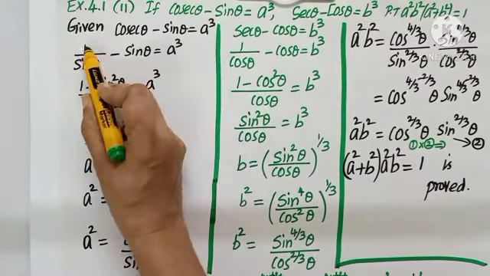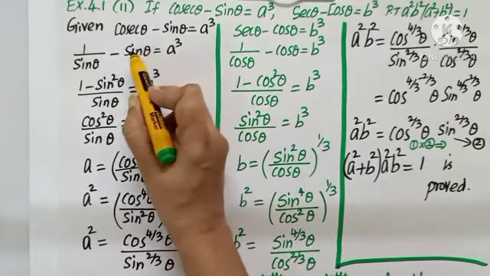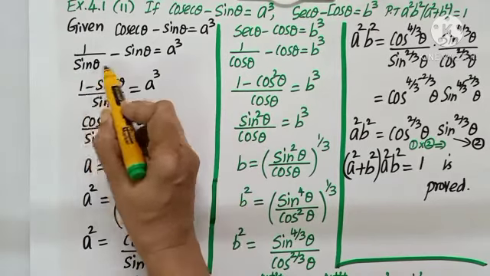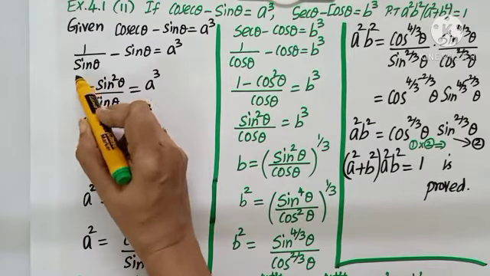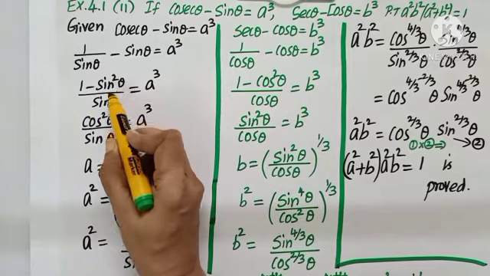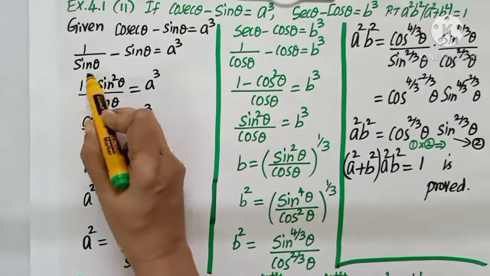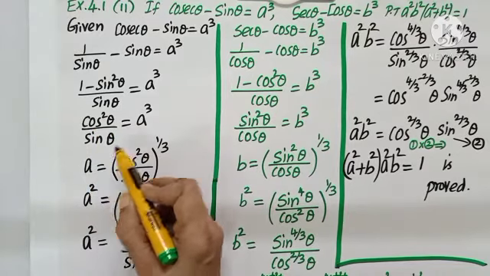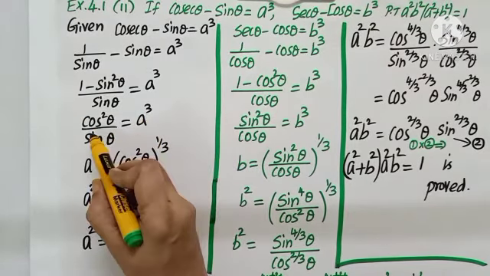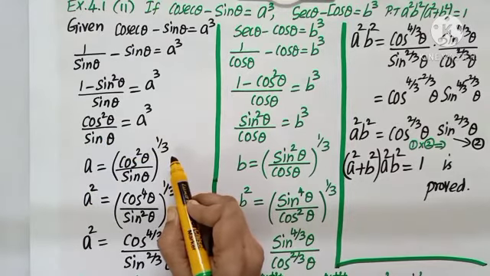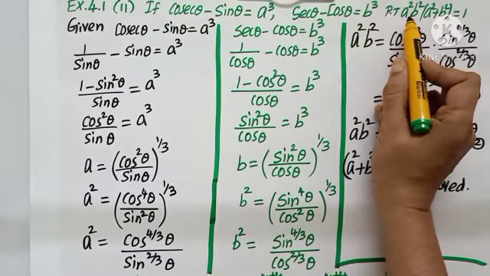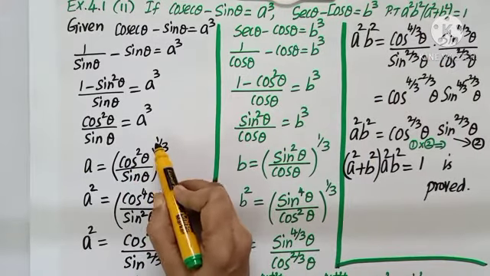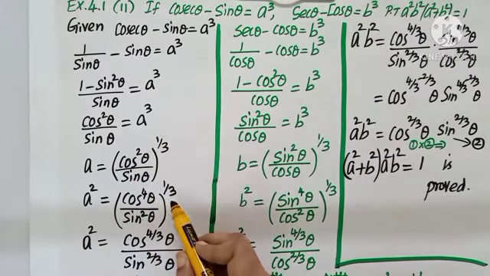Cosecant can be written as 1 by sin theta minus sin theta. So a cube we just retain. Taking LCM, 1 minus sin square theta by sin theta. 1 minus sin square is cos square theta. What is a? This 3 will come to the other side as 1 by 3. But I want a square in the question, so squaring, 1 by 3 will be kept as it is.